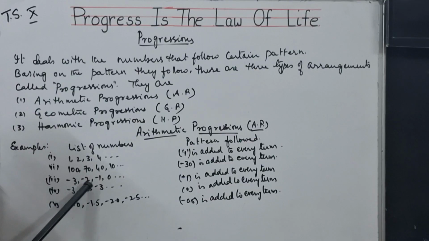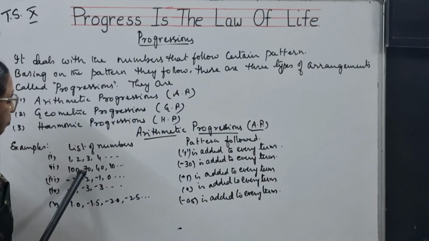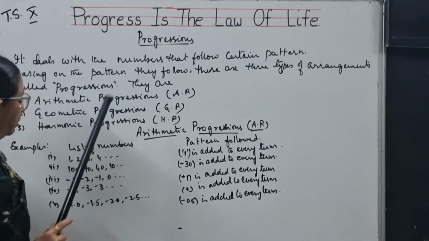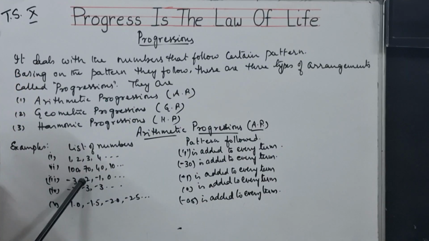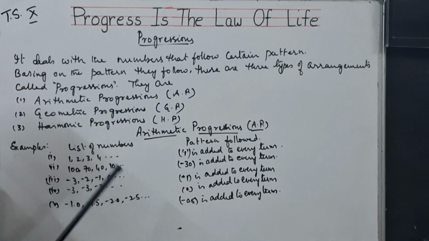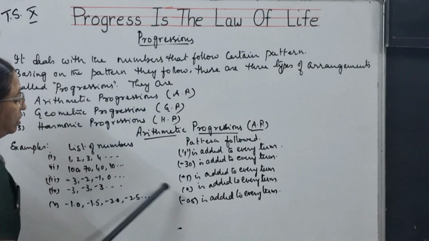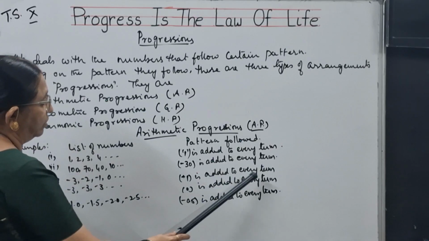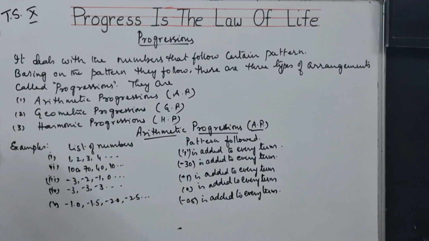Here minus 3, minus 2, minus 1, 0, and so on. So here you see minus 3, if you add plus 1 to minus 3, you will get minus 2. And if you add plus 1 to minus 2, you will get minus 1. If you add plus 1 to minus 1, it gets cancelled and you will get 0. So a continuous addition of plus 1 is done to every term. And here minus 3, minus 3, minus 3, and so on, means what is added? Definitely 0 is added to every term.